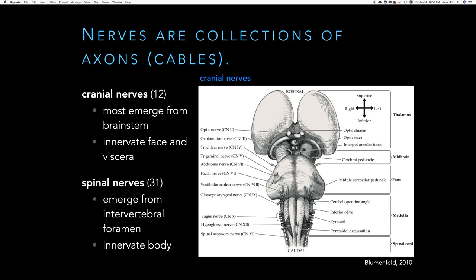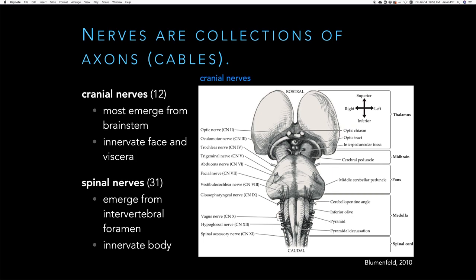Cranial nerve 2 is the optic nerve, which arises from the retina and runs back to the thalamus. Cranial nerves 3 through 12 arise from the brainstem. Cranial nerve 11 also arises from the spinal cord, though, so it's kind of a weird one. We'll talk more about that later.